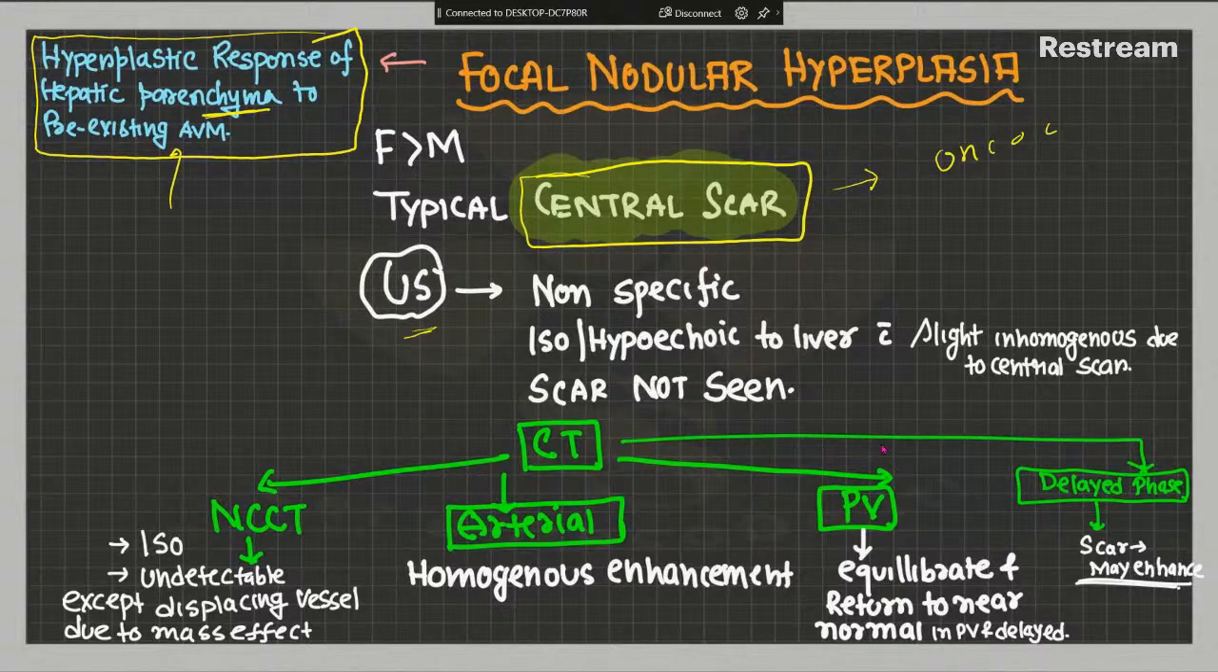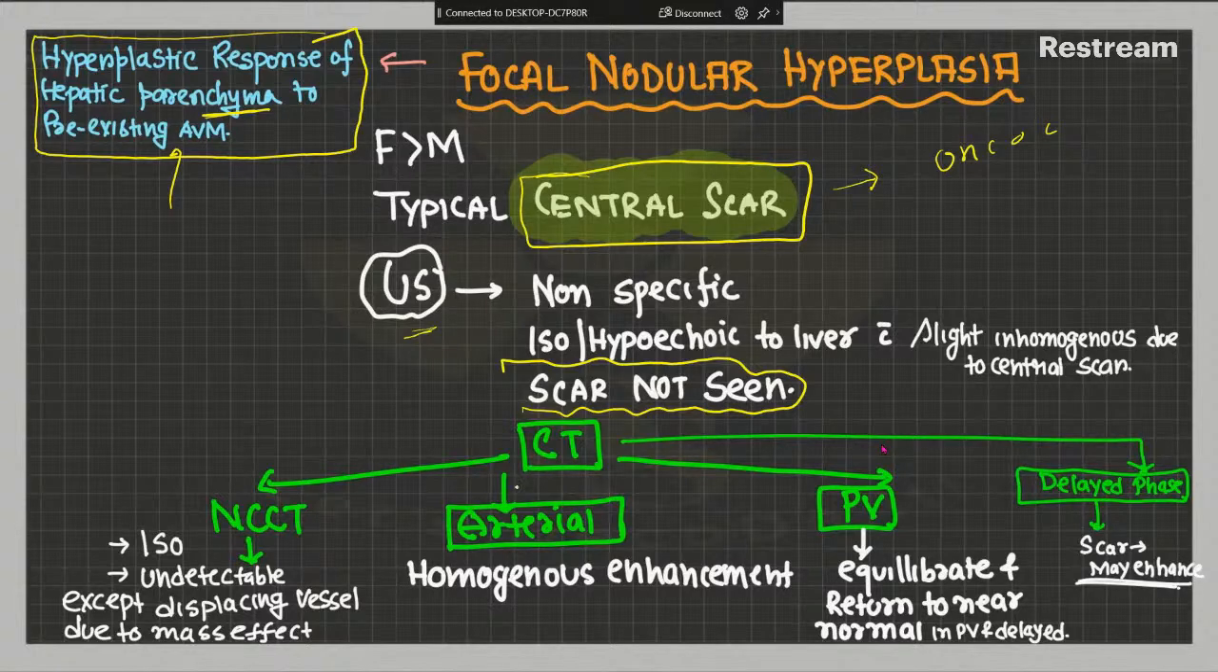Why is it non-specific? Because it depends upon the content of the tissue itself. That's why it may sometimes be hyperechoic or sometimes isoechoic to the liver. But the scar tissue is usually not seen on ultrasound. It is better depicted on cross-sectional imaging, that is CT and MR.